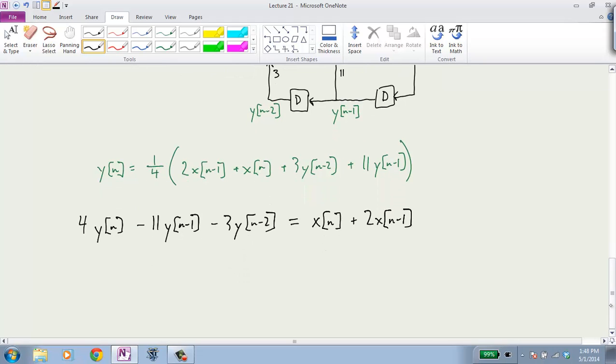All right. And finally, that's going to give that Y of z over X of z is going to equal 1 plus 2z inverse over 4 minus 11z inverse minus 3z to the negative 2. Okay. So let's locate the poles and zeros.